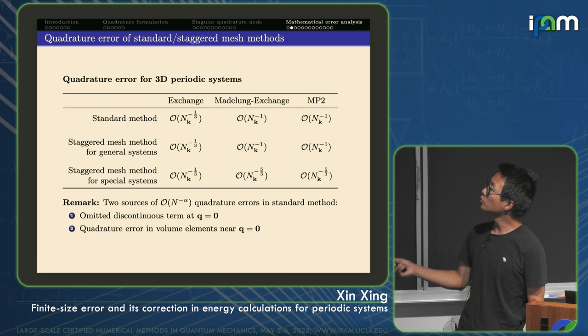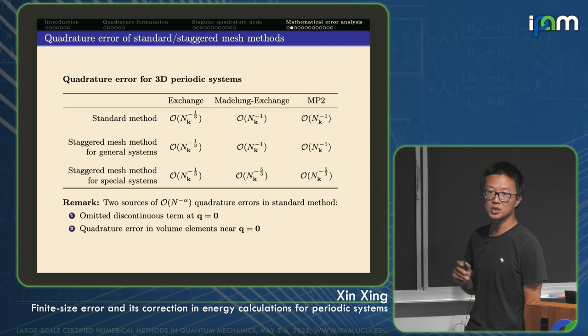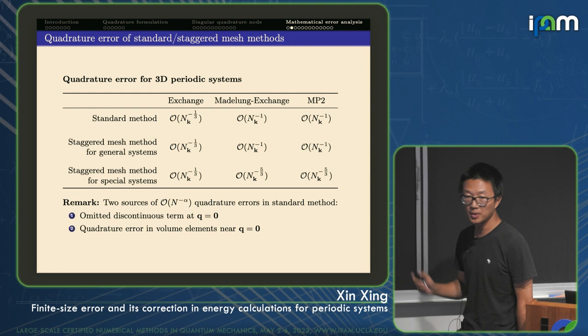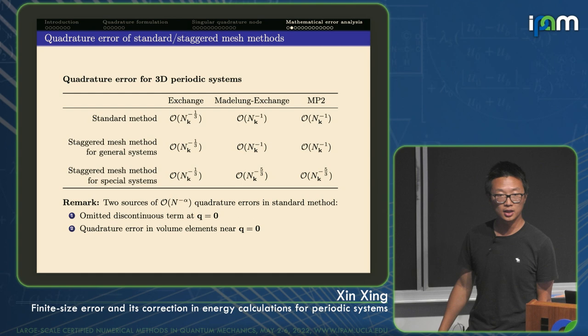However, for some special systems with high symmetries, say diamond compared to hydrogen dimer, the second error source here can become negligible. In that case, the staggered mesh method can significantly reduce the quadrature error from n to negative 1 to n to negative 5/3. However, for exchange without Madelung constant correction, you cannot do it.